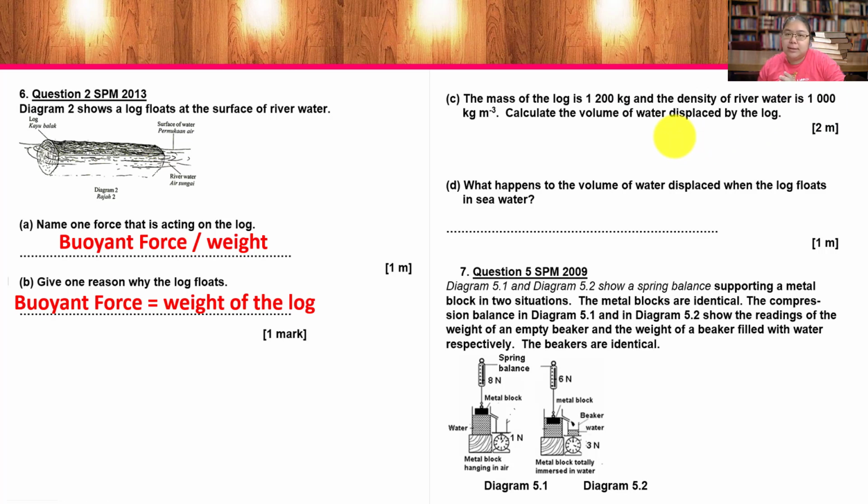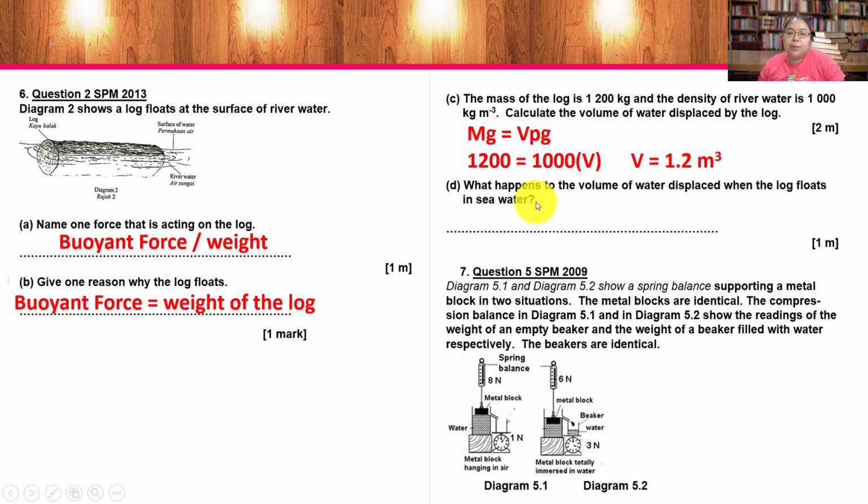Let's see here. mg equals V rho g. So m is 1200. Actually there's a multiply with g on both sides, g and g we can cancel, so we no longer need to multiply. So m is the mass, V we don't know, and rho is 1000. Finally I get the volume should be 1.2. Remember the unit for the volume is meter cubed.